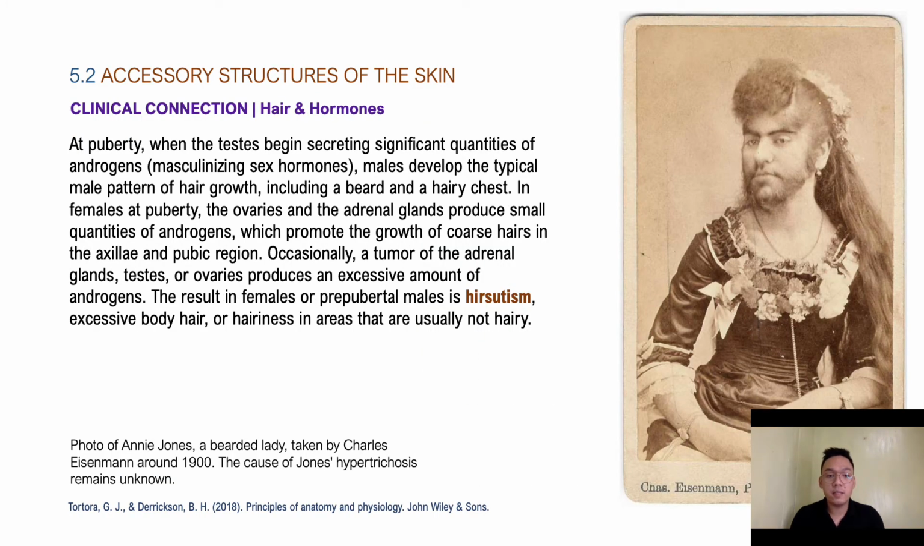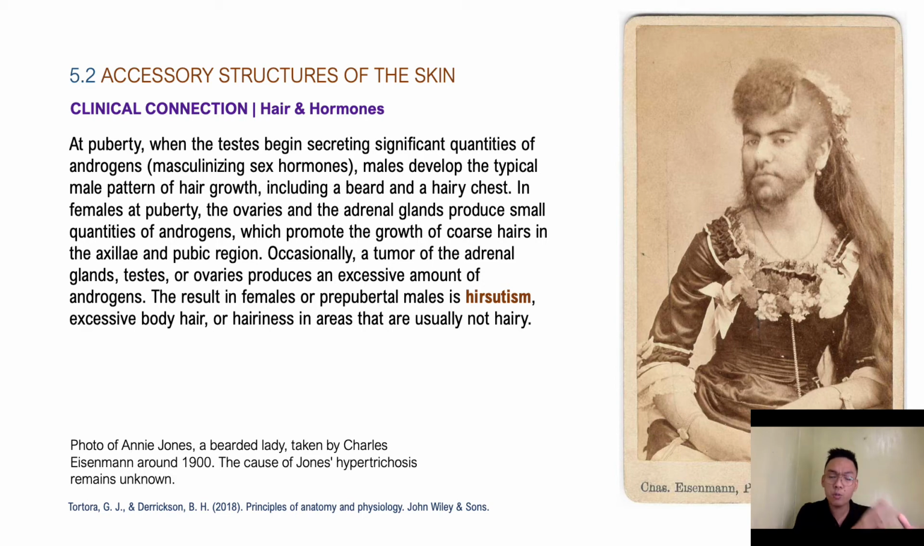The next clinical connection will be looking at hair and hormones, and we'll try to differentiate males and females. At the puberty stage, the testes begin secreting a large amount of androgens, or what we call masculinizing sex hormones, and males typically develop hair growth in patterns that include a beard and a hairy chest. In females at puberty, the ovaries and adrenal glands produce a small quantity of androgens, which promote the growth of coarse hairs in your axilla, or the armpit, and the pubic region.